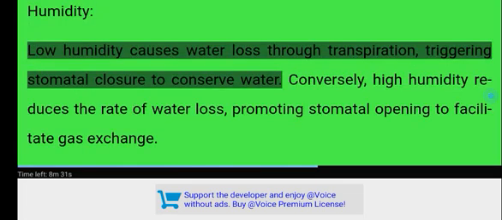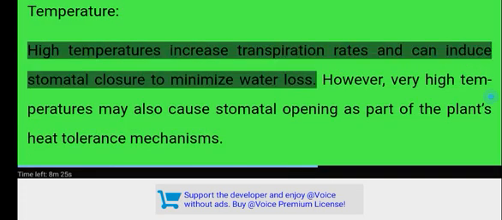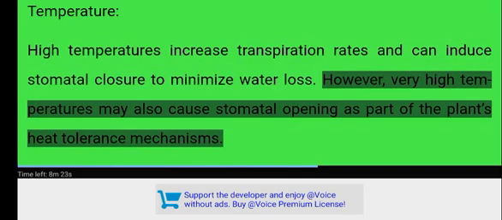Humidity. Low humidity causes water loss through transpiration, triggering stomatal closure to conserve water. Conversely, high humidity reduces the rate of water loss, promoting stomatal opening to facilitate gas exchange. Temperature. High temperatures increase transpiration rates and can induce stomatal closure to minimize water loss. However, very high temperatures may also cause stomatal opening as part of the plant's heat tolerance mechanisms.